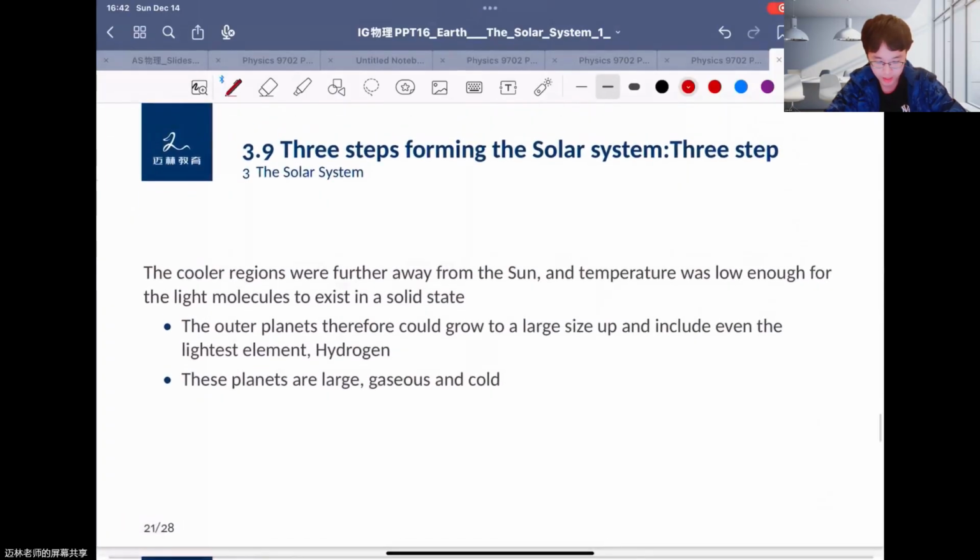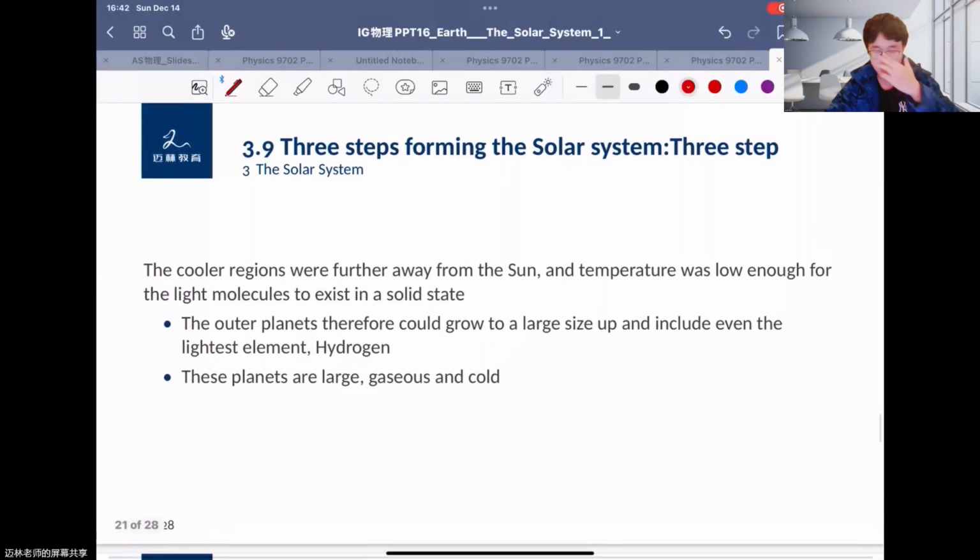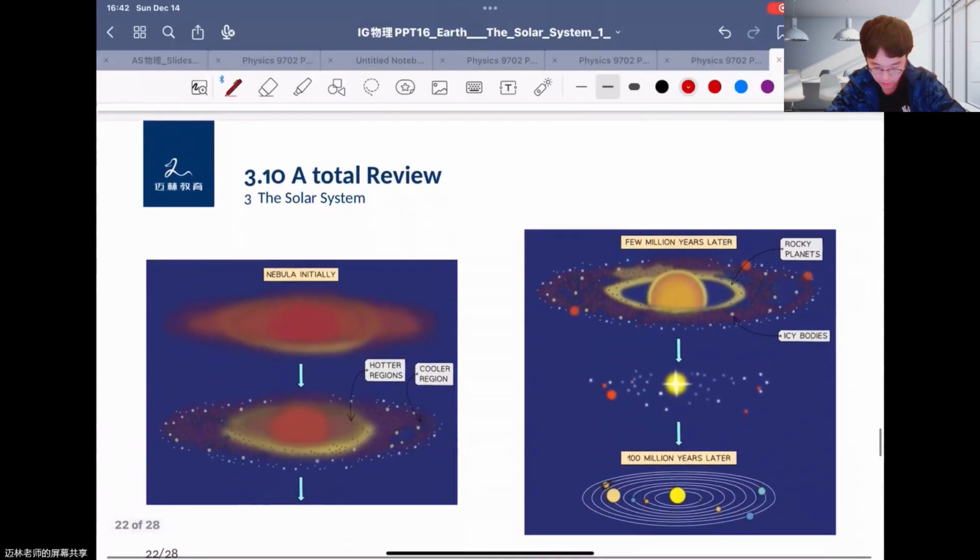Okay, so after that, we can discuss different planets and their properties, and why some planets are gases and some planets are solid. Okay, so for that, we can say maybe if you move away from the sun, you can find your distance is very big and planets are very large, gaseous and cold, right? It's all because when you are away from the sun, your temperature must become very low because you receive less radiation from the sun, okay?